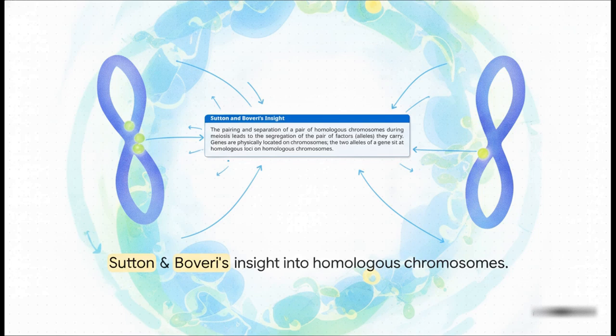It was exactly like Mendel's independent assortment. Now, what's really interesting about this is how Sutton and Boveri connected the dots. They took the knowledge of chromosomal segregation during meiosis and literally united it with Mendelian principles. Their big light bulb moment was realizing that these genes physically sit on these segregating chromosomes. The two alleles of a gene reside at homologous loci on homologous chromosomes. And boom, the chromosomal theory of inheritance was born.